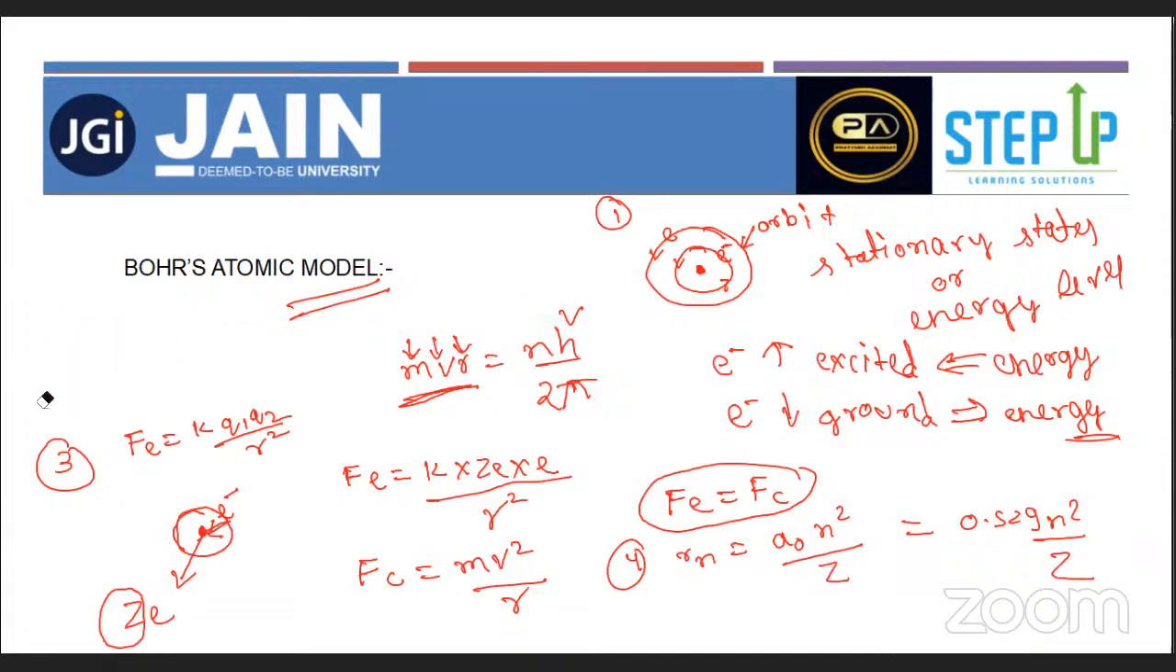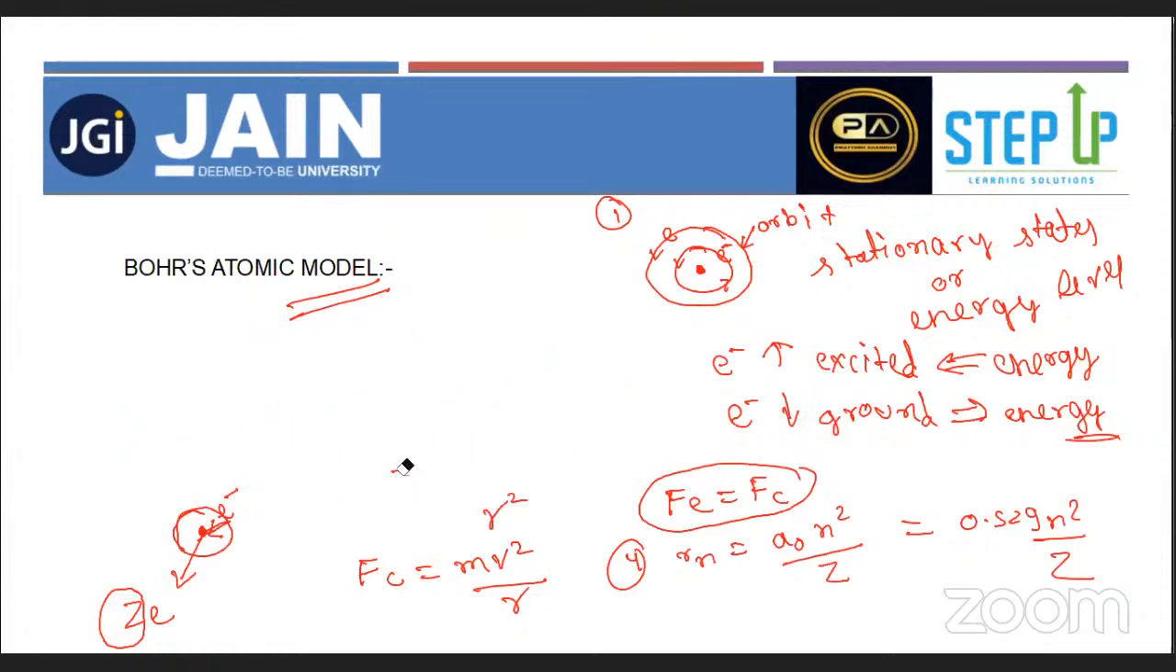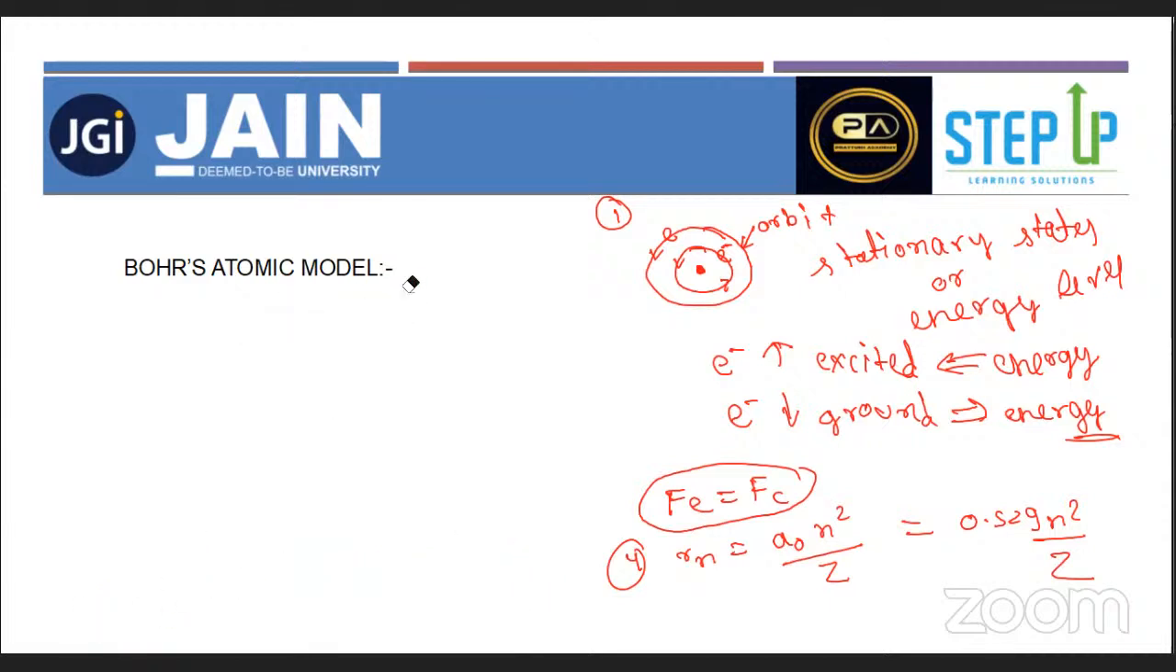Now, if you use that formula, I can write directly that Rn, that is the radius of the nth orbit, is inversely proportional to z and directly proportional to n square. What is this n? We have read in the last graph, n is nothing but the principal quantum number.